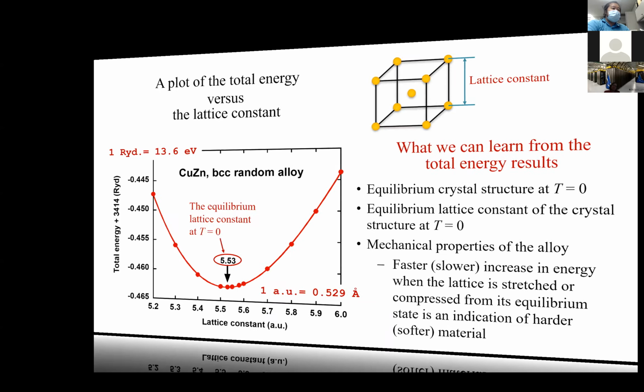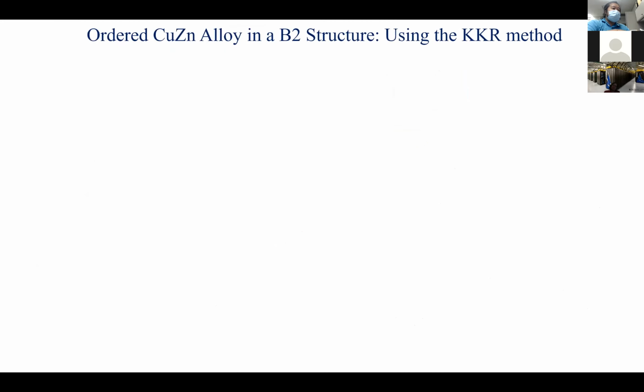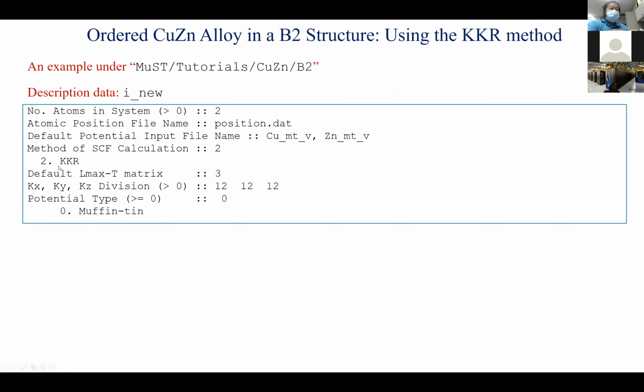All right. So we can run the same calculation for the B2 structure. Basically, in the input data, what you have to do is choose this 2. In the previous calculation I used 3, which means KKR-CPA. But for this structure, it's the KKR method, so I just choose 2.